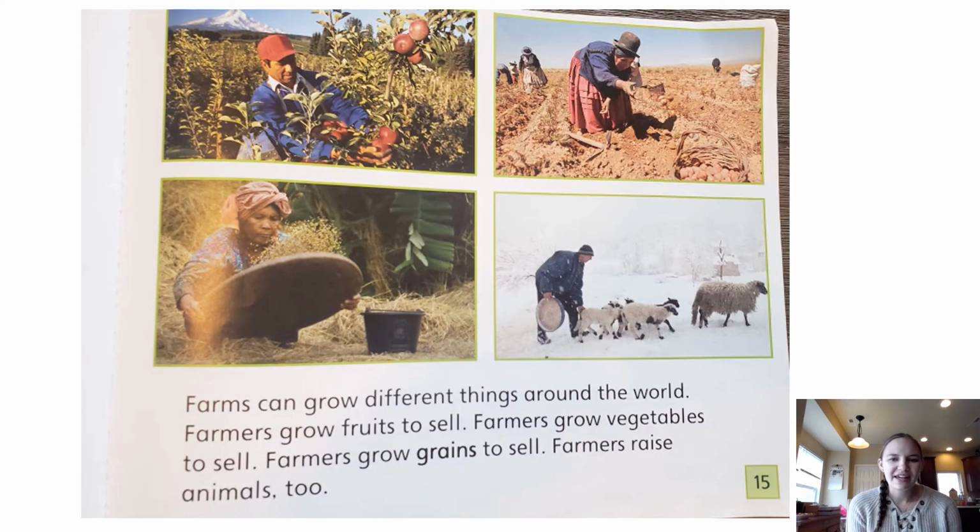Farms can grow different things from around the world. Farmers grow fruits to sell. Farmers grow vegetables to sell. Farmers grow grains to sell. Farmers raise animals too. So all of these different farmers are all doing different things to help support their farm. The man up top is picking apples. The one to the side is picking potatoes. The lady underneath is taking a big sifter and sifting her corn. And the people at the bottom, they are raising their sheep.